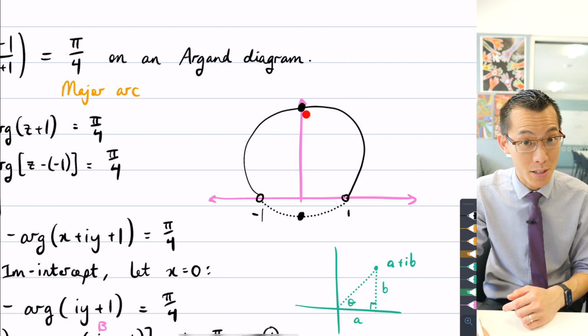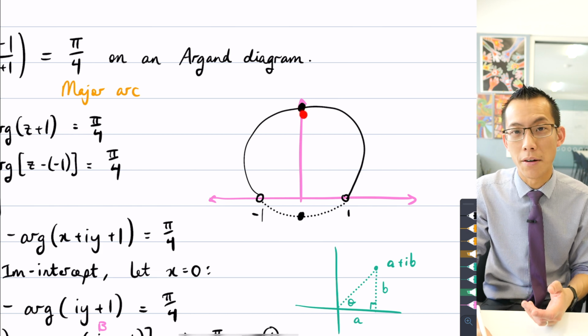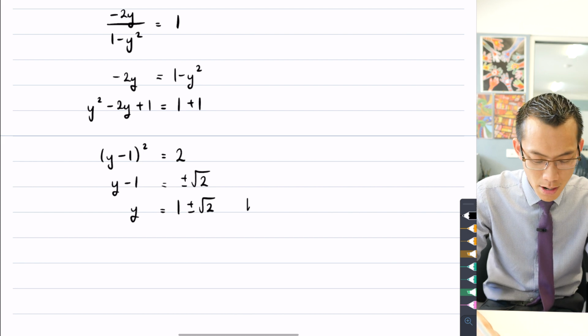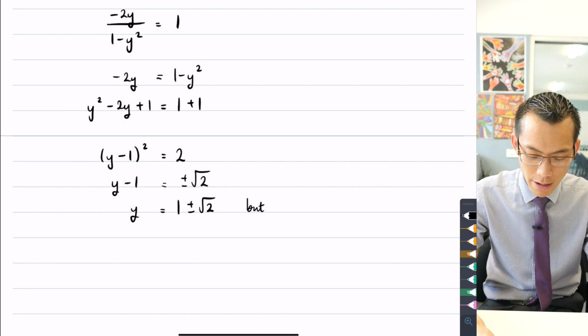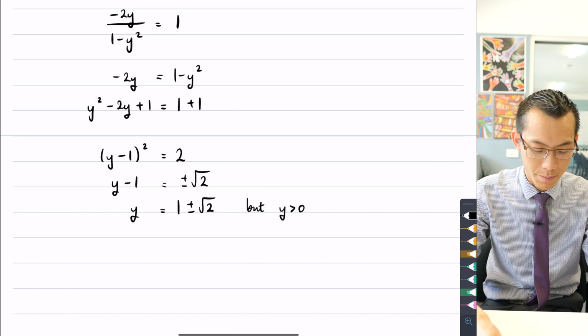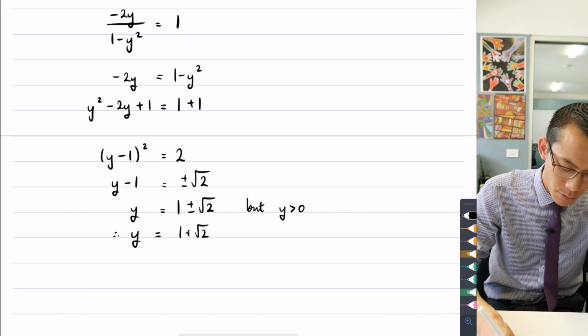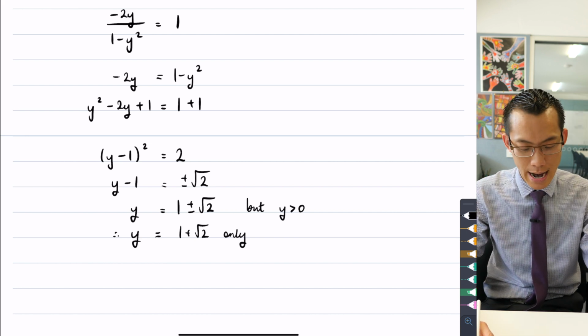I want the other solution, which must clearly be 1 plus root 2. So I'm going to make a statement to that effect. I'm going to say, but on the locus that we generated, y has to be greater than 0. Therefore, y equals 1 plus root 2 only.